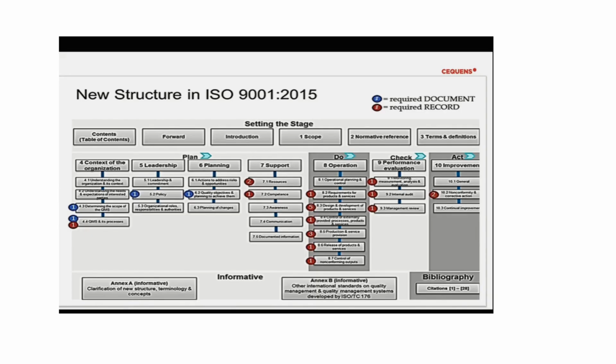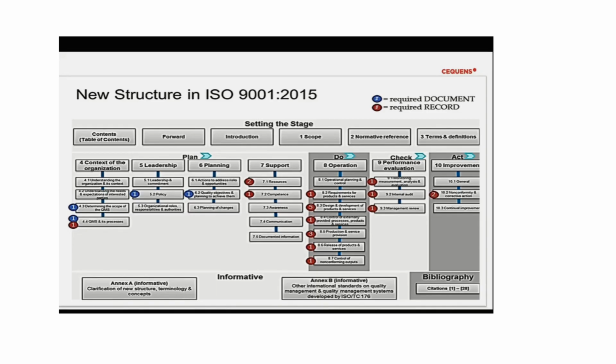And 5.3 is organization roles, responsibilities, and authorities. So who's doing what? Who's responsible for the quality? Who's the manager of quality? And who's doing what in the quality management system of the organization? Okay. And then we're going to plan.